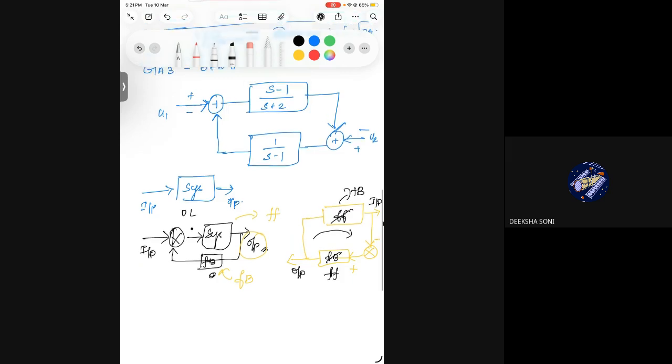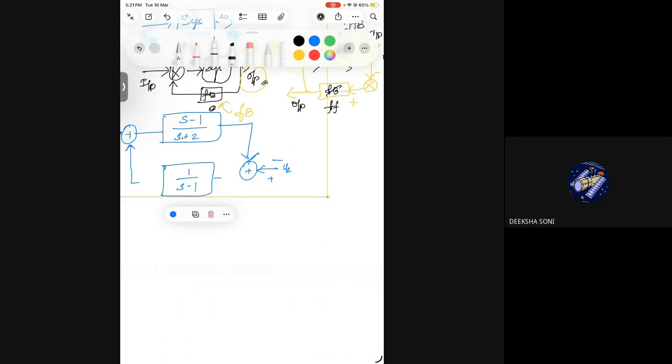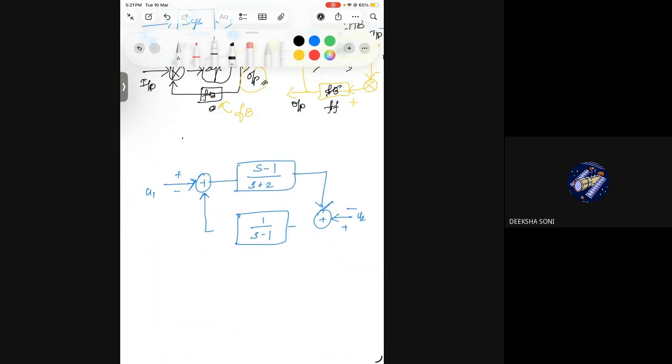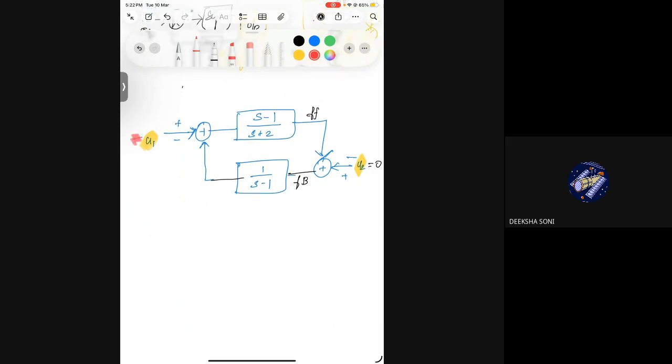For example, for the same system, if I consider U1 as one of the inputs, then this is going to be 0. This is feed forward and this is feedback for case 1. If I consider U2 as an input, then this is going to be 0. So this becomes feed forward and this becomes feedback. That's how your transfer function is going to change.